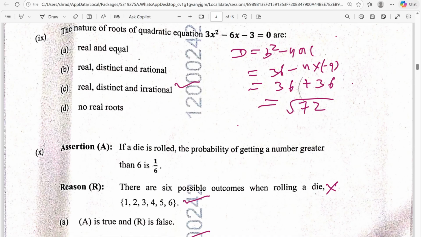Now this is the nature of roots. D equal to b square minus 4ac, that is equal to 72, but root over 72 is an irrational number, so this is real, distinct and irrational. D is positive, so this is real and distinct, and if this is not a perfect square, we cannot calculate the root of 72, so this is an irrational number.